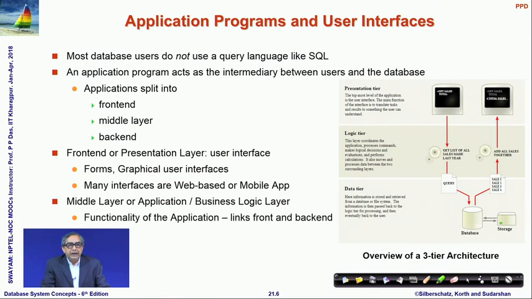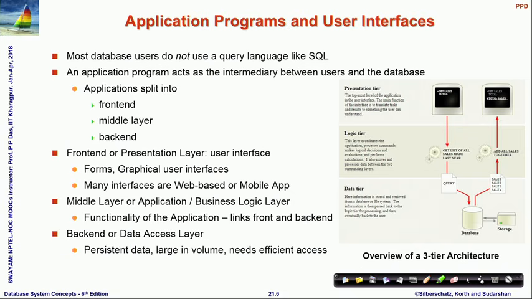Then we have a middle layer, also called the business logic layer or the application layer, where the functionality of the application, the required operations or desired behavior, are coded, and it acts as a link between the front end and the back end. And what is the back end? The back end is the data access layer, where the persistent data, the database that we have created, exists. It is typically large in volume and needs efficient access.